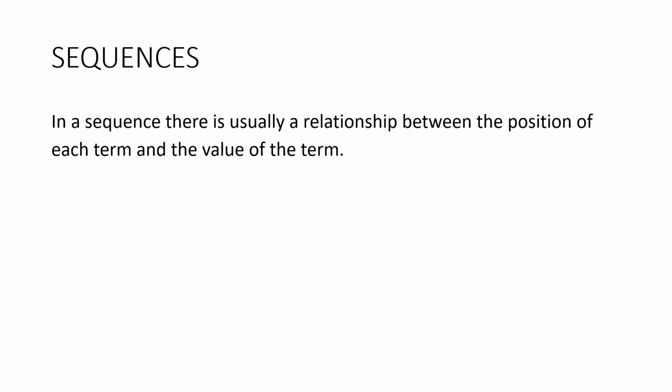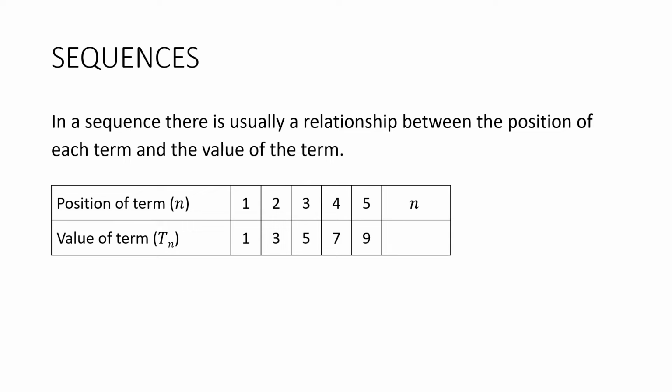In a sequence, there is usually a relationship between the position of each term and the value of the term. And you may remember, perhaps not fondly, tables like this. Here we have the position of the term. So this is the first in the pattern, then the second, the third, the fourth, the fifth, and the nth term. And this is the value of the term. Well, this is the actual pattern, 1, 3, 5, 7, 9. And back in Year 7 or Year 8, you were asked to figure out what the value of the nth term was, or what was the expression that would generate this pattern.